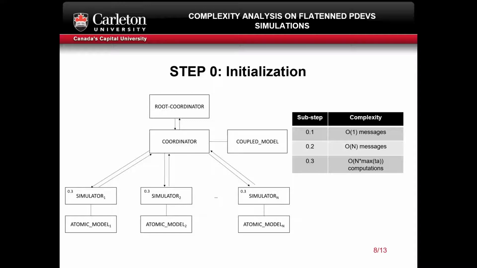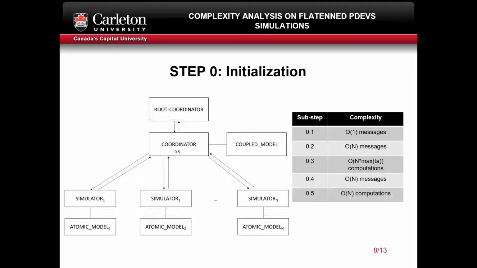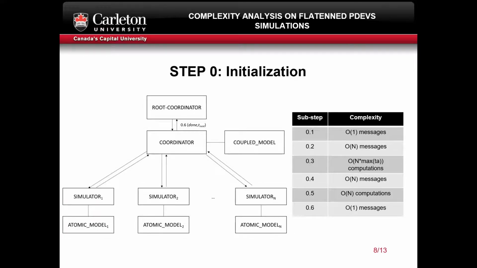It's interesting to notice that some of these parameters depend on the user specification and on the specific simulation we are running. Then after this, in substep 0.4, there are n messages that are sent back to coordinator. Then coordinator inserts in the future event list all the times it received in the previous step. And finally, in substep 0.6, there's one message from coordinator to root coordinator indicating this step has been finished. Again, I'm going a little bit fast, but if you're interested in the exact details, you can look at this in the document.